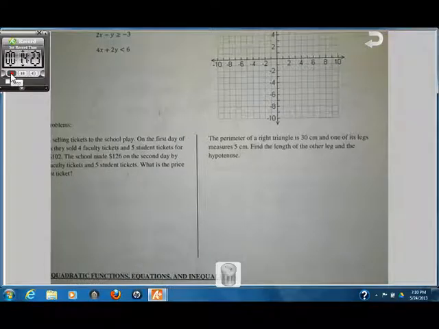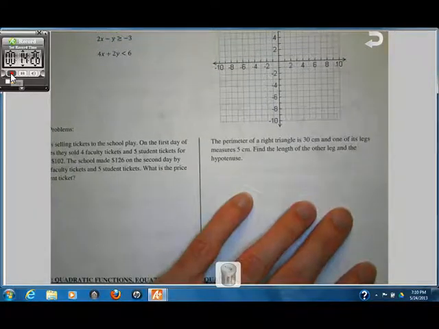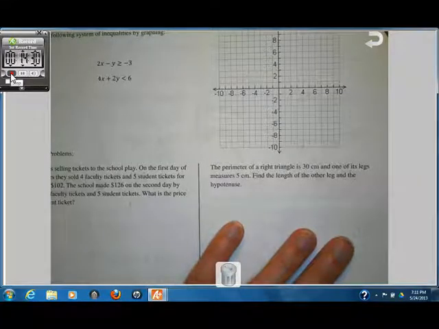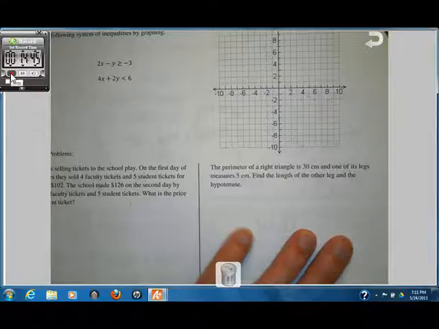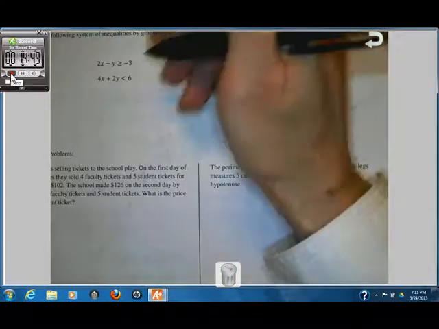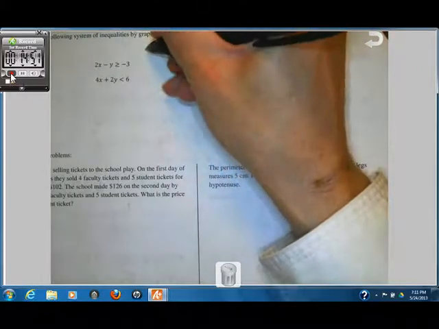So let's get y by itself. We have -y is greater than or equal to -2x minus 3. And then you divide by -1 to get y by itself. Y is less than or equal to 2x plus 3. Because when you multiply or divide by a negative number, the direction of the inequality switches. So you now have 2x plus 3. You start at 3. And you're going up 2 and over 1.